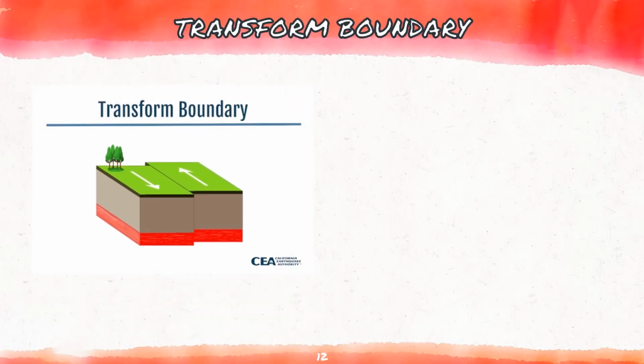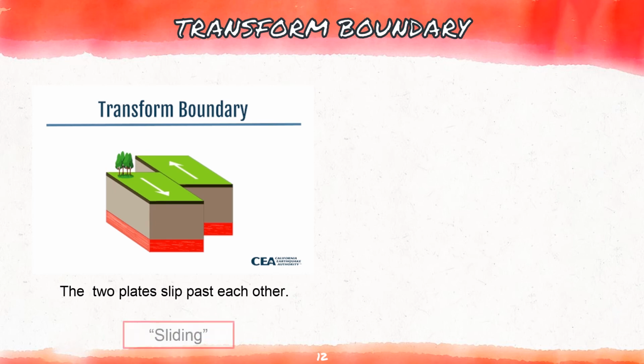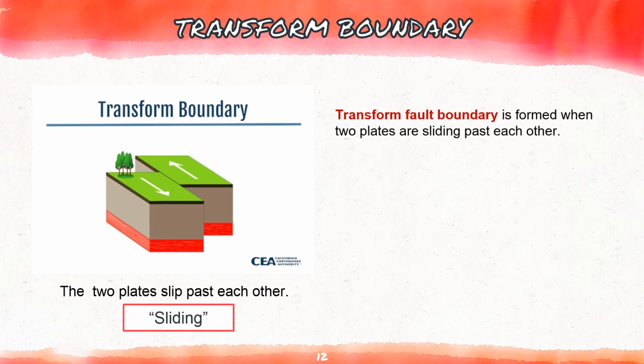The last type of boundary is what we call a transform fault boundary or transform boundary. Based on the motion in the illustration, we can say that here the two plates slip past each other. The clue word for this one is sliding. The transform fault boundary is formed when two plates are sliding past each other. It is also called the strike-slip fault.